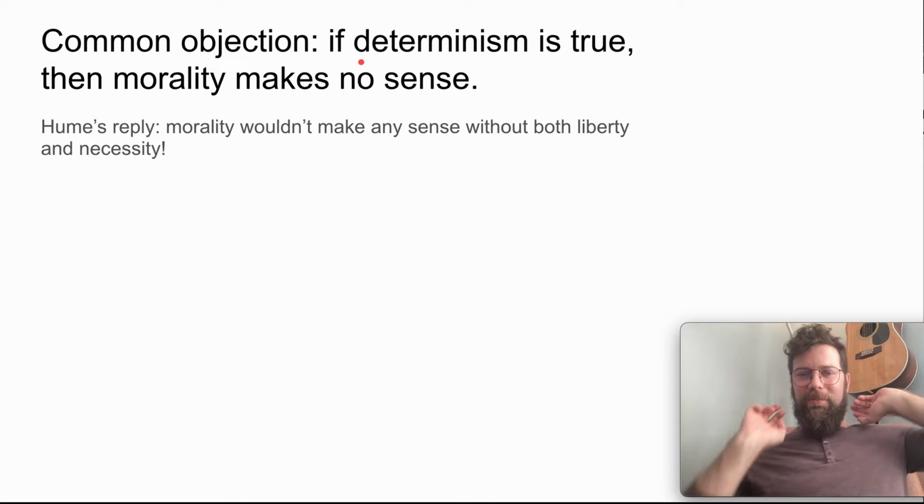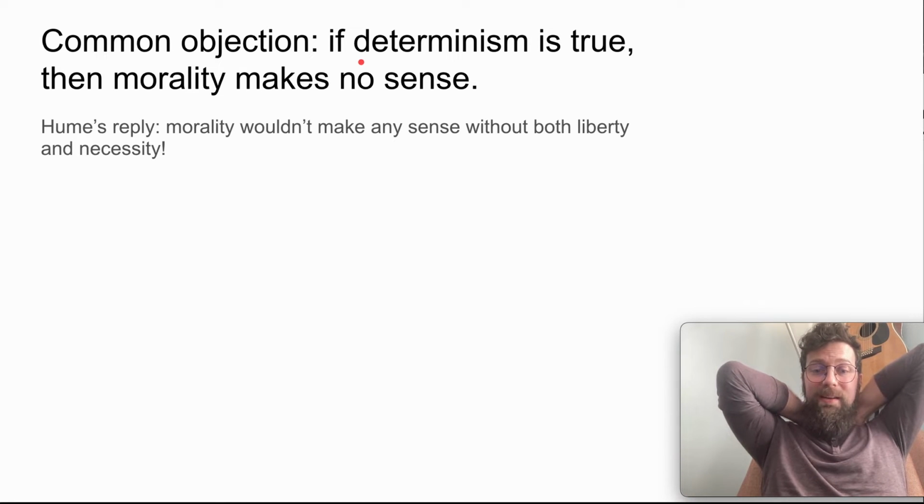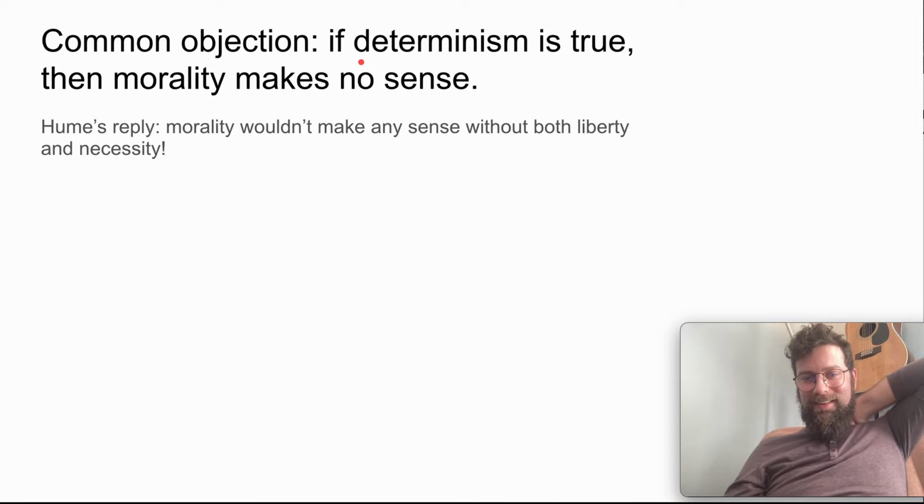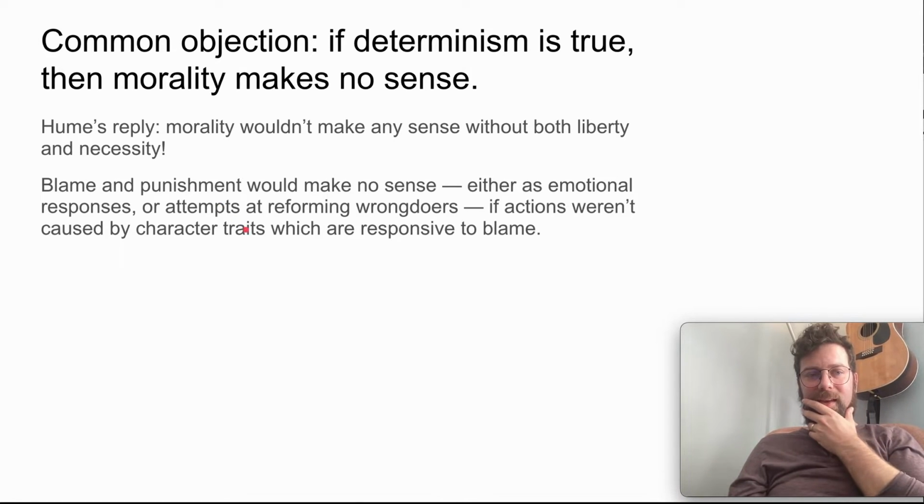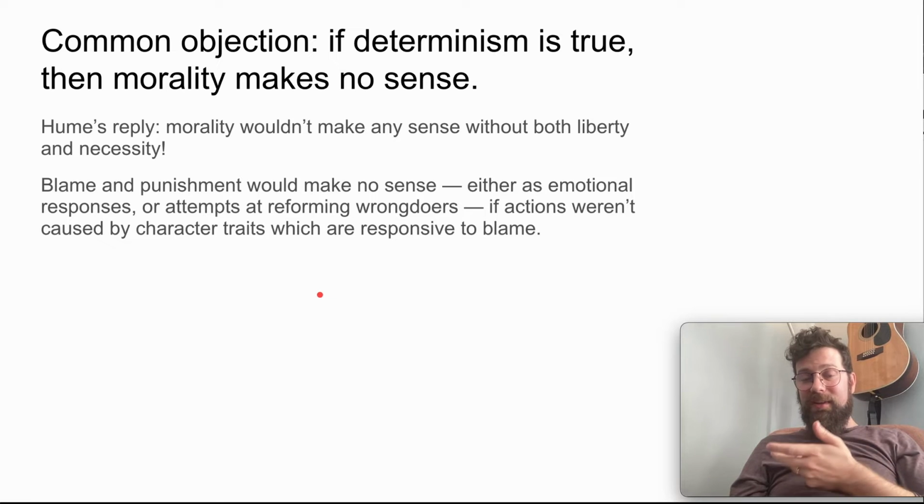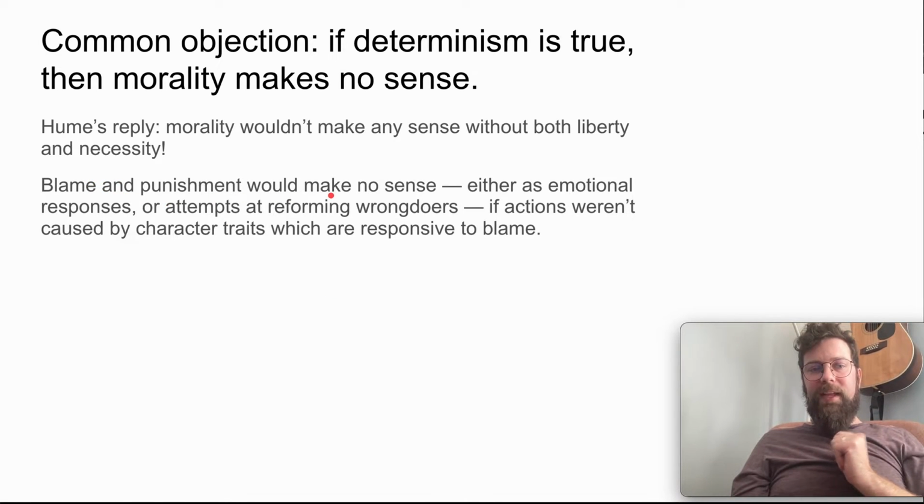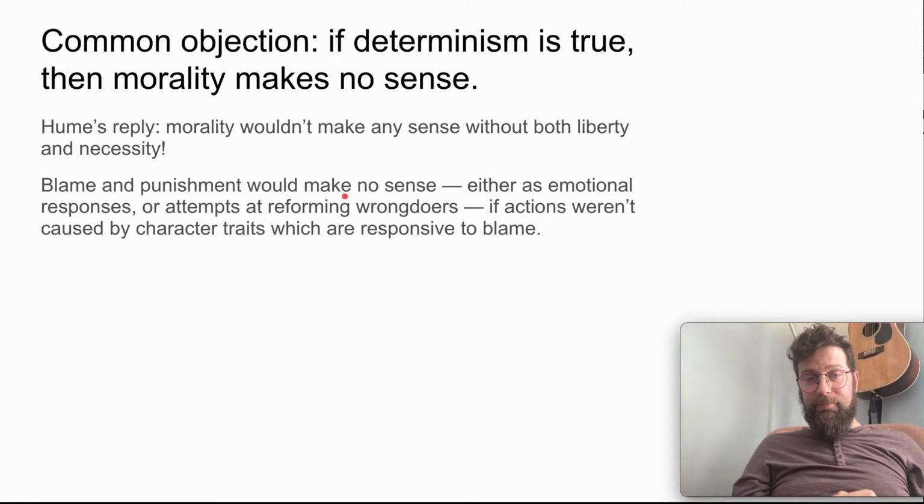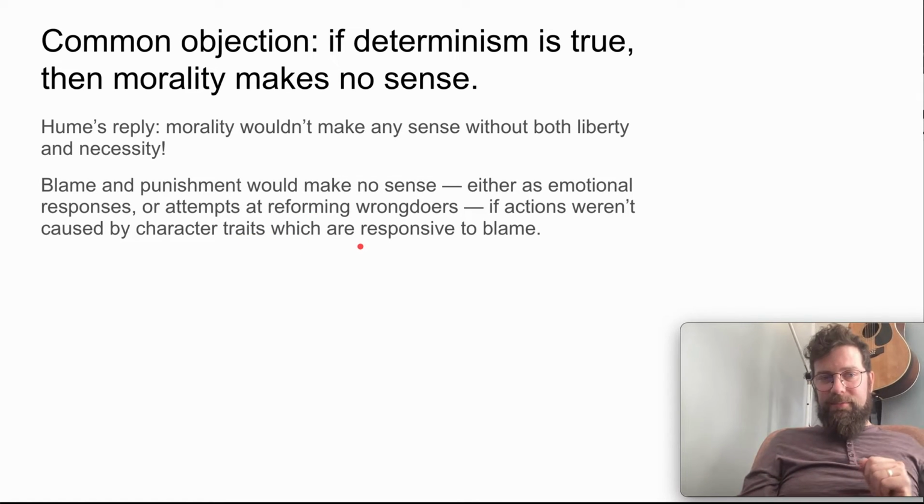Now, here's Hume's reply. He's actually going to say, in fact, quite the opposite. He's going to say, not only can we do ethics with an acknowledgement of necessity, that is, determinism in the world, but Hume would say, like, look, we couldn't do ethics without deterministic thinking. Here's a couple of points that Hume gives us. He says, look, blame and punishment wouldn't make any sense, either as emotional responses or attempts at reforming wrongdoers, if actions weren't caused by character traits which are responsive to blame.